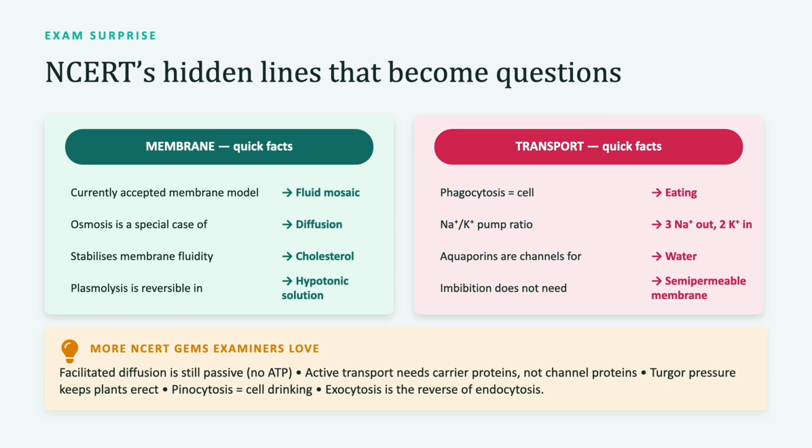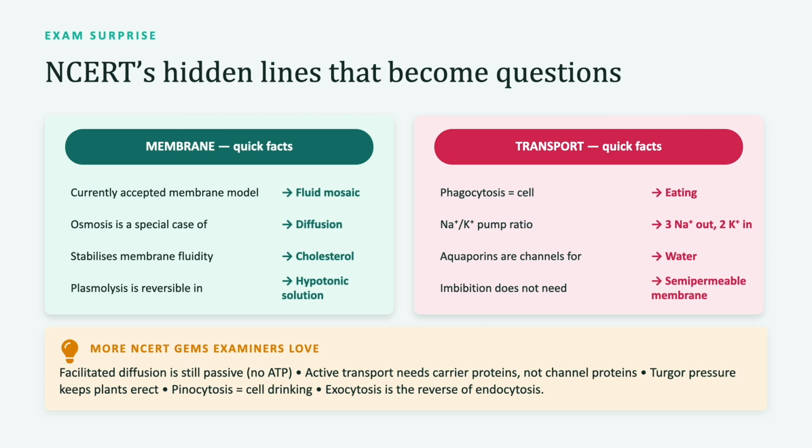In membrane, the fluid mosaic model is the accepted model. Osmosis is a special case of diffusion. Cholesterol stabilizes membrane fluidity, and plasmolysis is reversible if the cell is placed back in hypotonic solution. In transport, phagocytosis means cell eating. The sodium potassium pump moves 3 sodium out and 2 potassium in. Aquaporins are dedicated water channels, and imbibition does not require a semi-permeable membrane.